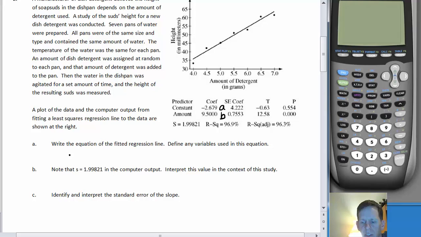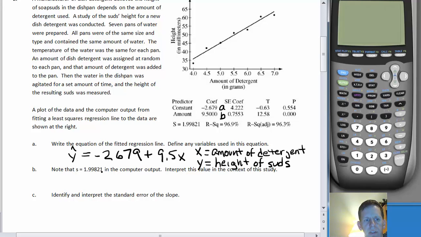So when we write our equation, we know it's going to start with y hat equals, the a value is the first value listed, negative 2.679. The b value is the second value underneath it listed, which is 9.5, along with x. When it asks to define any variables in the equation, the variables are these letters here, x and y. The x is obviously referring to the amount of detergent, and the y is referring to this height in millimeters.